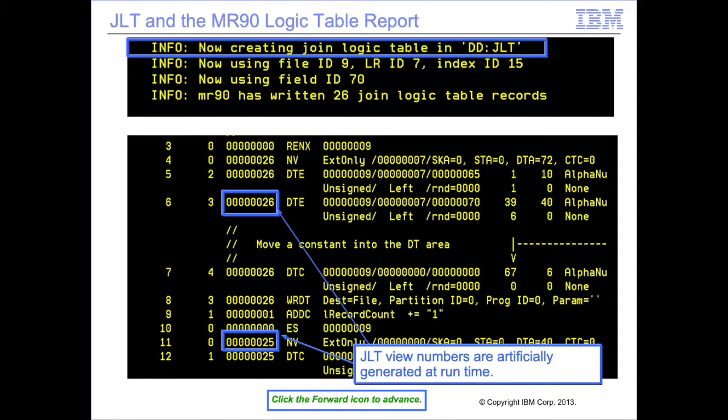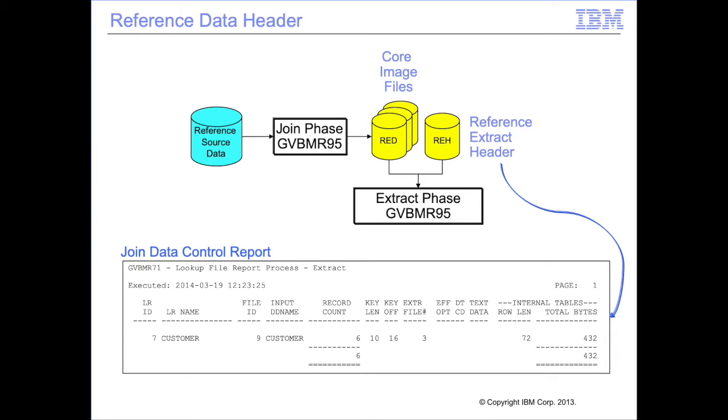The core image view has three DTE logic table functions: 1 for the customer ID field, 2 for the customer email address, and 3 for the gender code. It will also have some DTC and other functions to properly format the core image file. In addition to the core image files, which are formally named reference extract data, or RED files, the second JLT view produces the reference extract header file, or REH. The REH is used in the extract phase to allocate memory to load the core image RED files into memory.